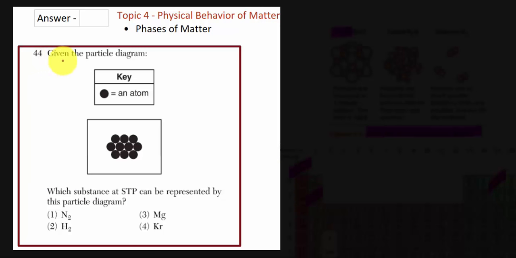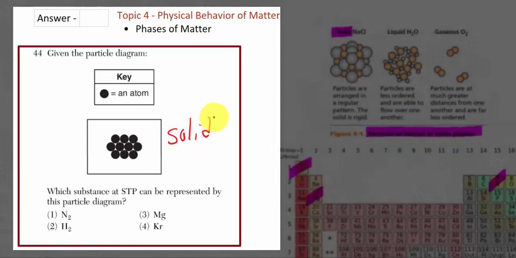Question 44. Given the particle diagram, and here is our lovely particle diagram here, where an atom is represented by a dot, and you can see that all the dots are clustered together in a very organized pattern. Which substance at STP can be represented by this particle diagram? What you're supposed to gather from this particle diagram is that the substance we're looking for is a solid.